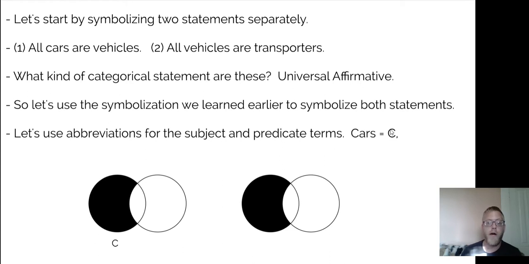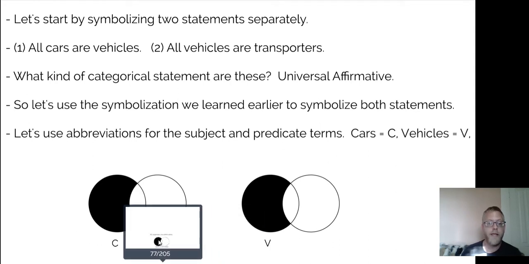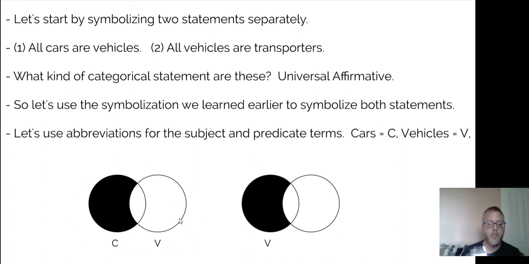So for cars, let's just make cars C, right? So this first is going to be all cars are vehicles, right? So we'll use a V for vehicles right there. So you see how this first one, not basically, it definitely is saying all cars are vehicles. This is just what we learned last time. It's just what a universal affirmative looks like when you put it in Venn diagram form.